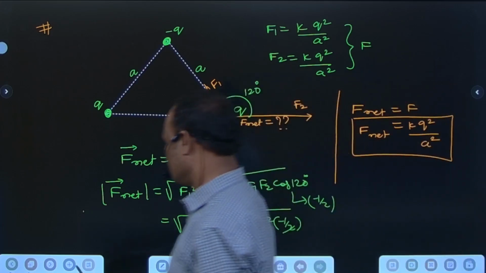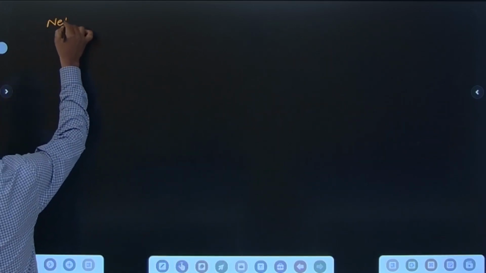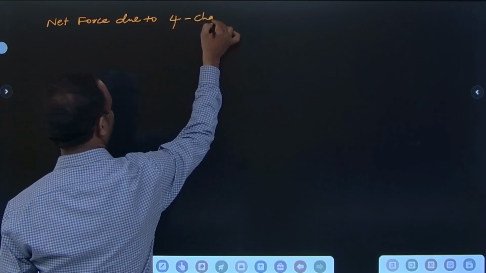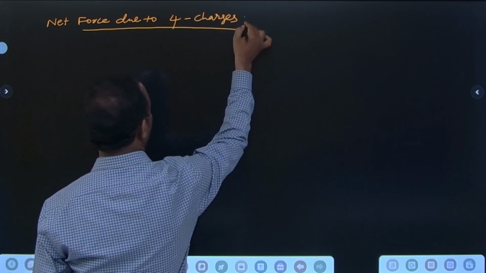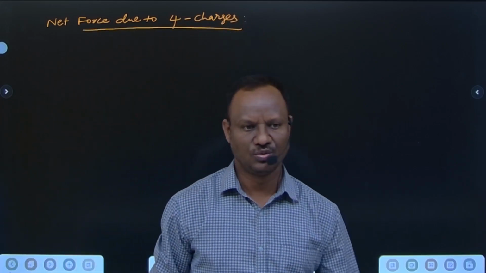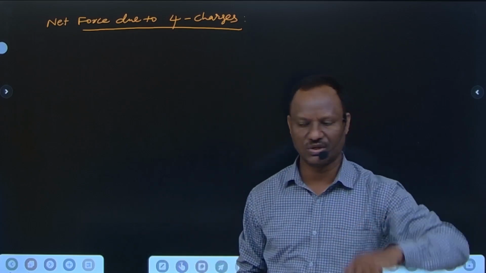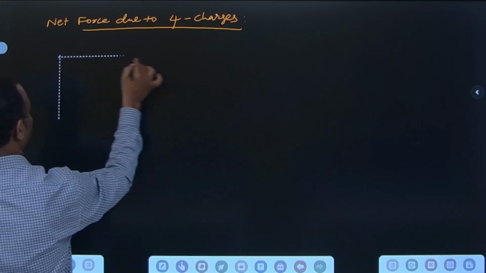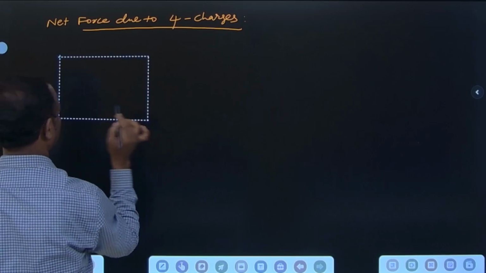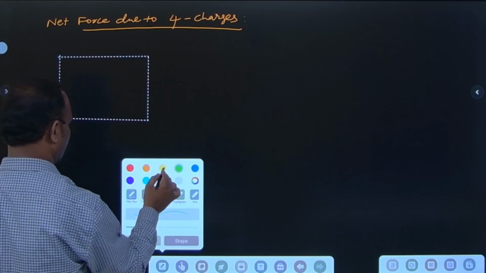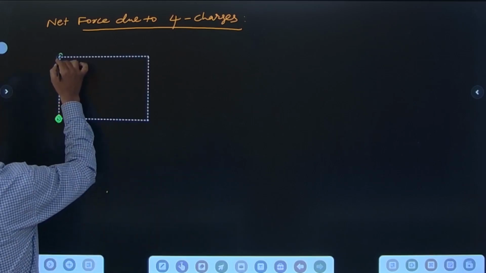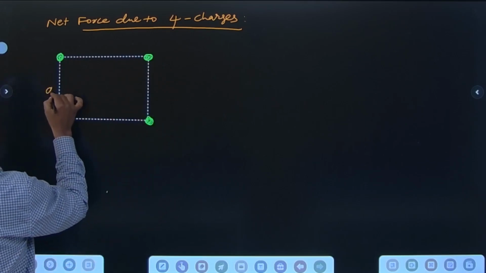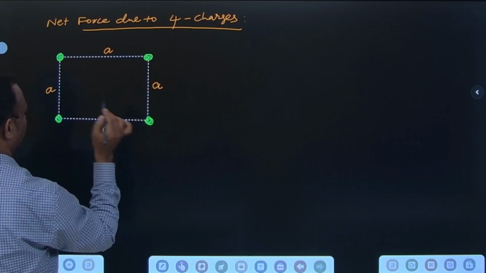So for example, net force due to four charges, all of the same magnitude. Different magnitudes also we can take, where the bigger magnitude charge should be away from that one. The very first case I'm choosing is four charges placed at the corners of a square, with side length A.